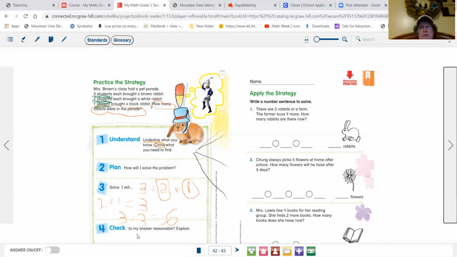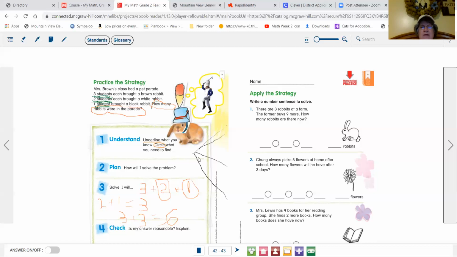Okay, so I wanted to point one other thing out to you. When you get started on today's problems on page 43 and 44, you're going to notice it says, apply the strategy, write a number sentence to solve. Okay, that is not all that Miss Nethery and I want to see though. We want you practicing with underlining the information you know, circling what you need to know, okay?